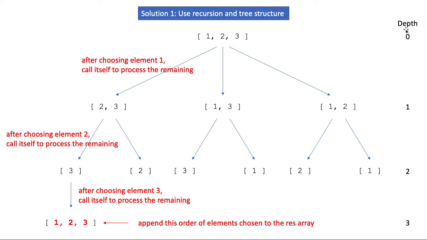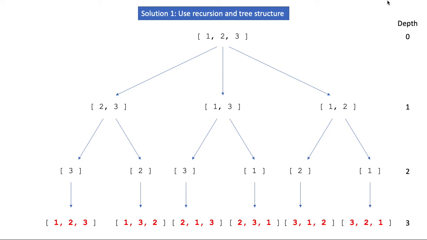And you can also understand the whole process with this depth variable with 0, 1, 2, 3. And this is going through this recursively. Here, I spell out all the possible leaf terminal nodes, and those leaf terminal nodes will be aggregated into the result array.